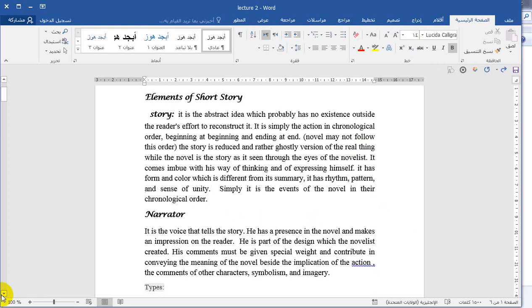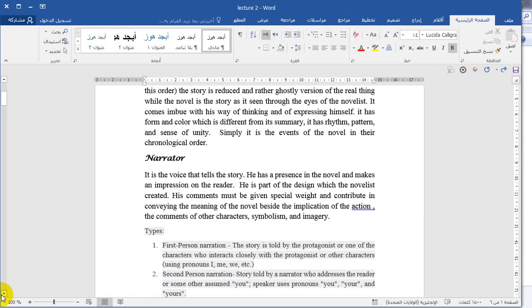The second element is the narrator. The narrator is a very, very important element in narrative. يعني I can't say we have narrative without a narrator. الراوي is an essential element in fiction. It is the voice that tells the story. Every story, if it is narrative, is supposed to have a narrator to tell you the story. He has a presence in the novel and makes an impression on the reader. He has a role, not only conveying the information to you.